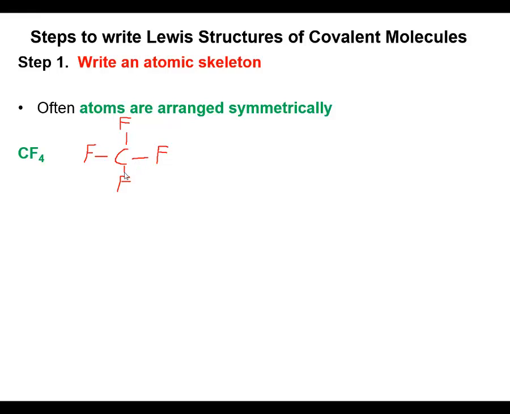Now I would have counted up my valence electrons and also placed those as lone pairs, and I'll show that in greater detail coming up shortly. But after I've drawn that, that gives me a skeletal structure to get started. So that's a very good start there.